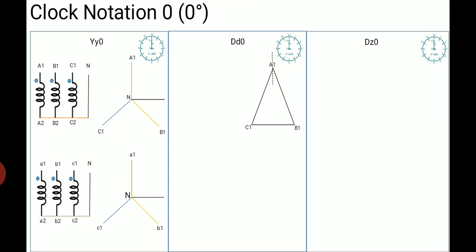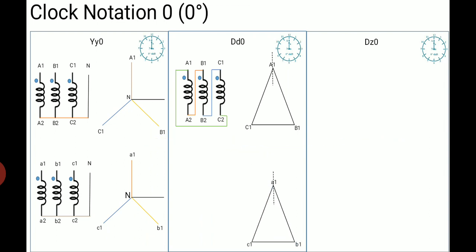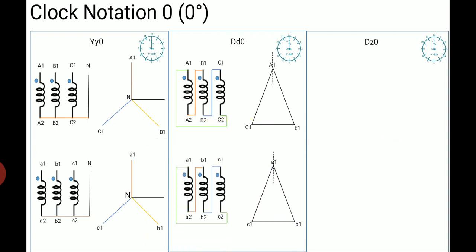Dd0, so delta is represented as an equilateral triangle. 3 coils A1, B1, C1, neutral is not present. To obtain the delta connection, connect A2 with B1, B2 with C1 and C2 with A1. If we again make the same connection at the secondary side, we will obtain the Dd0 vector group. Next, Dz0.